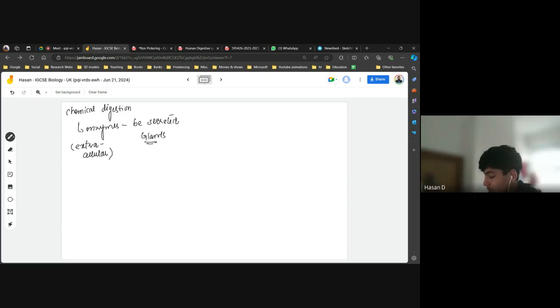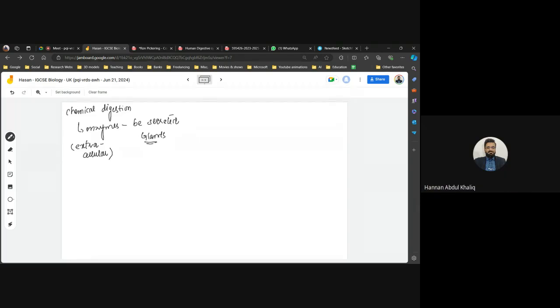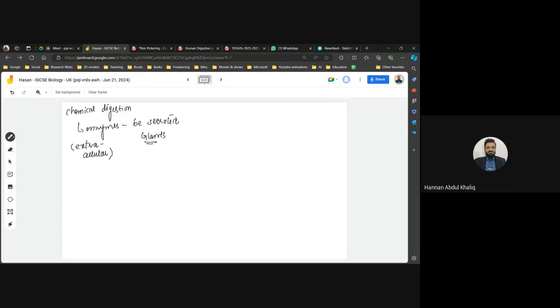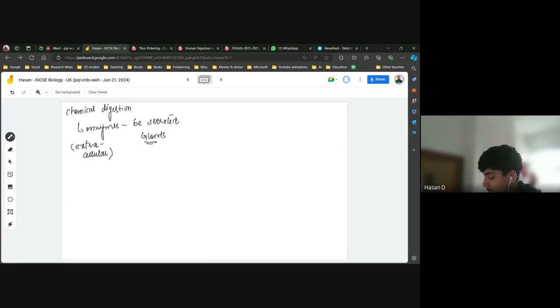The extracellular means anything that works outside the cell. Got it? Anything that works outside the cell. What is the meaning? Don't all enzymes work outside the cells? No, they don't. Not all of them.